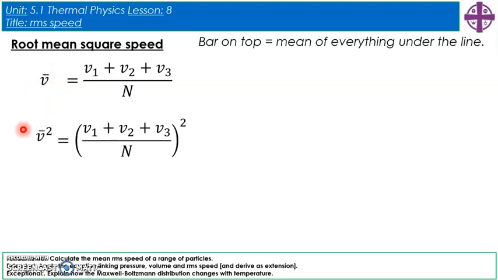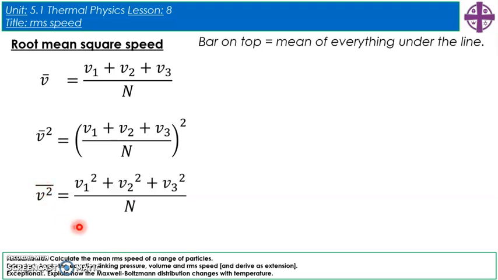Something slightly different now is this. So this is the mean squared speed. This is the mean of the squared of the speeds. This thing here is not the same as this thing here. Because of the position of the bar here is on top of the v, which means I find the mean of the velocities and then square that. This means I find the square of all the velocities and then find the mean of that.